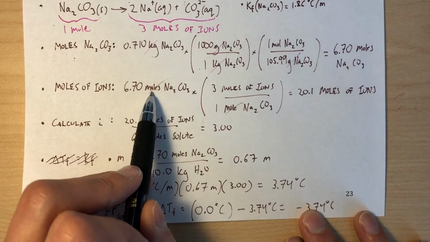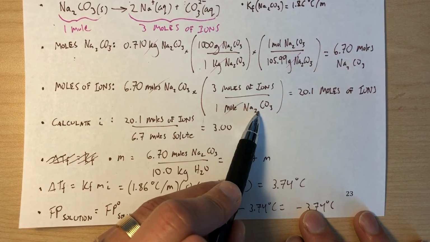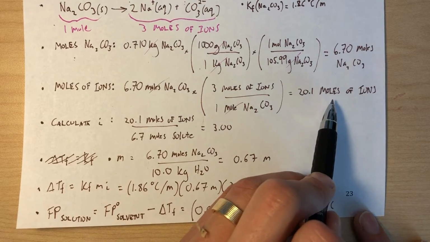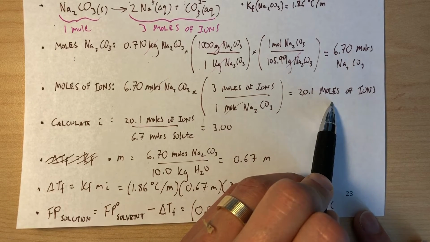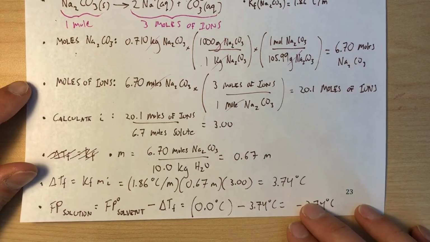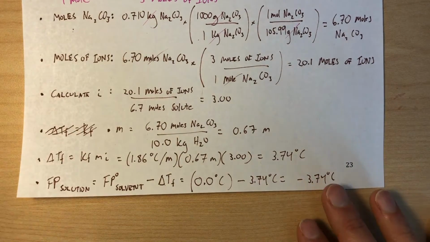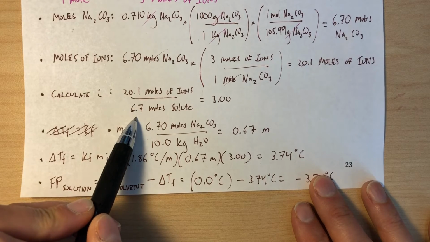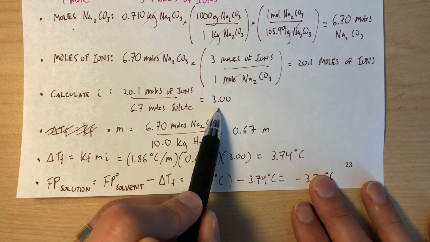So here we have our moles of solute and moles of solute, and they cancel with one another. And so we're left with just moles of ions. And so for 6.7 moles of our solute, we are left with 20.1 moles of ions, given that this is an electrolyte. We can then calculate our Van't Hoff factor i by taking our moles of ions, 20.1, divided by our moles of solute, 6.7, which is equal to 3.